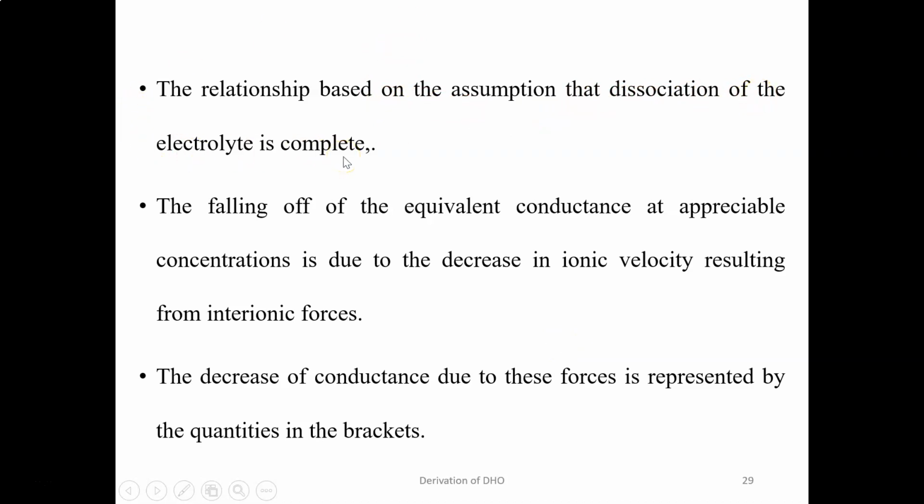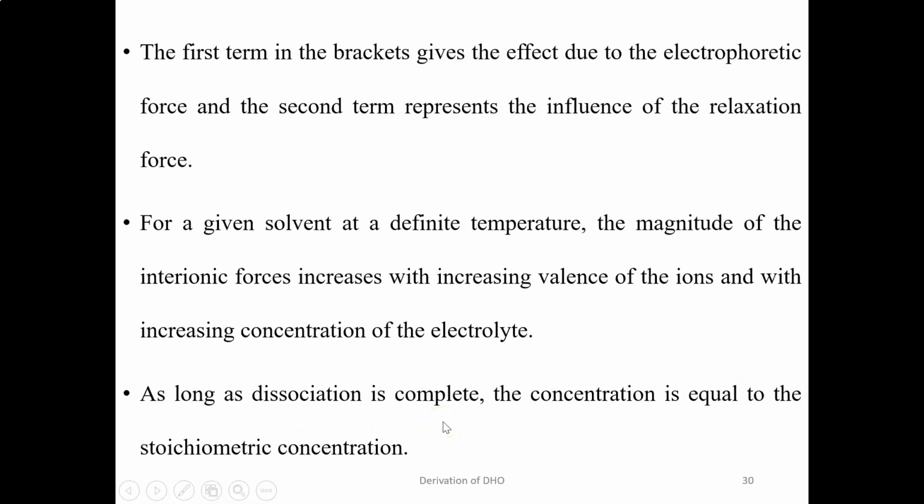So there is one assumption. The falling of the equivalent conductance at appreciable concentration is due to the decrease in ionic velocity resulting from interionic forces. The decrease of conductance due to these forces is represented by the quantities in the brackets. That is the first and second terms. The first term in the bracket gives the effect due to electrophoretic force, and the second term represents the influence of relaxation force. For a given solvent at a definite temperature, the magnitude of interionic forces increases with increasing valency of the ions and with increasing concentration of the electrolyte.